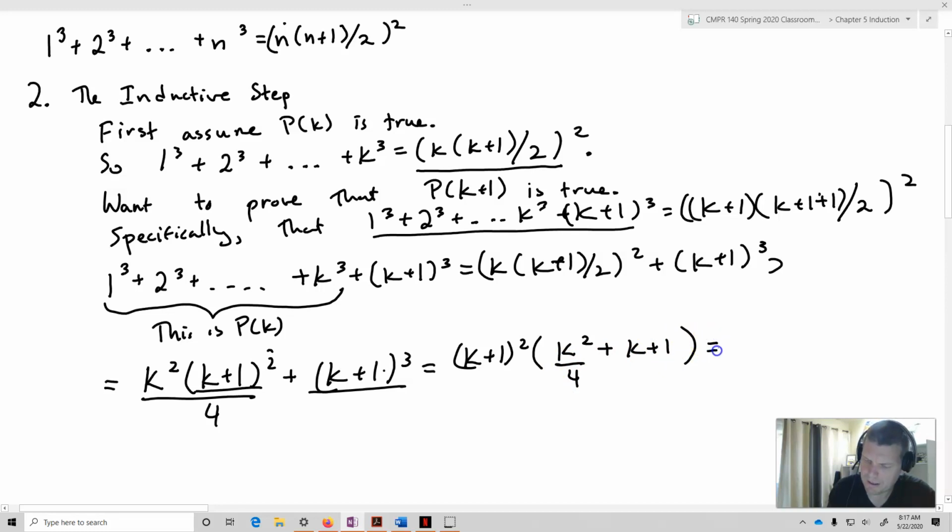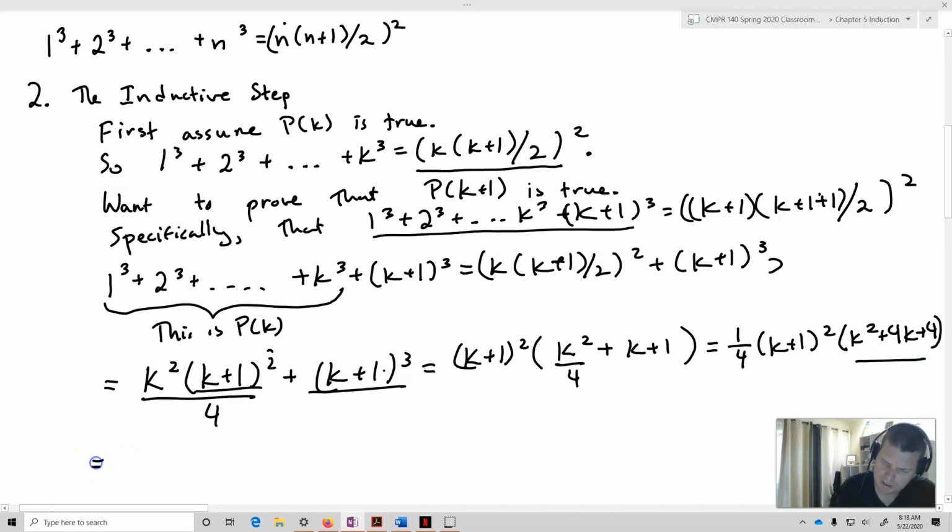Now I'm going to pull out my 1/4. So I'm now going to have 1/4 (k+1)² times (k² + 4(k+1)). Now notice that's a perfect square trinomial. So this is going to be equal to 1/4 times (k+1)² times (k+2)².